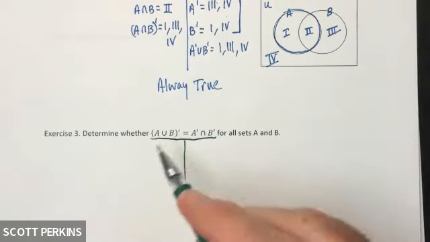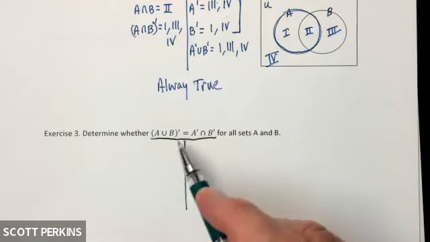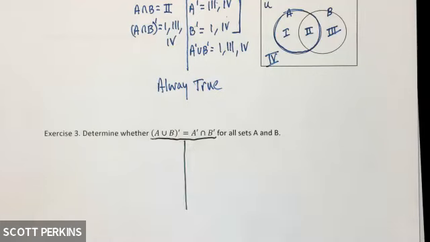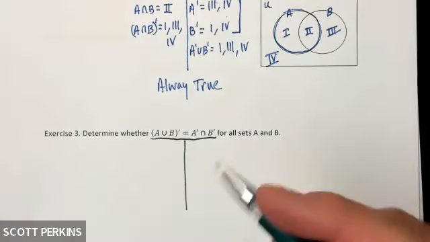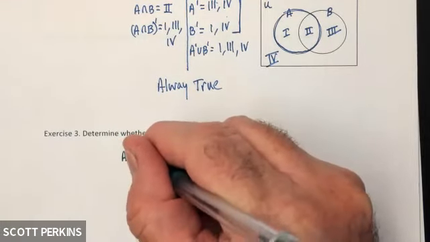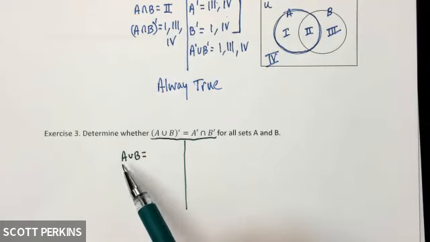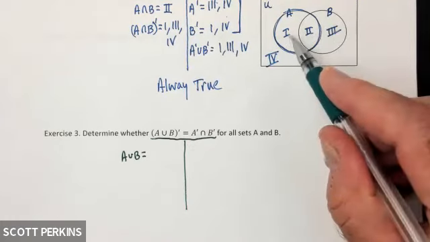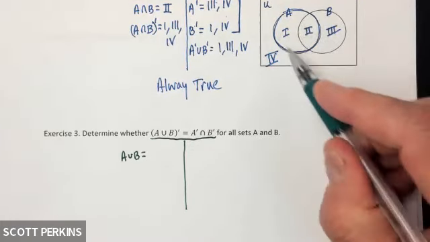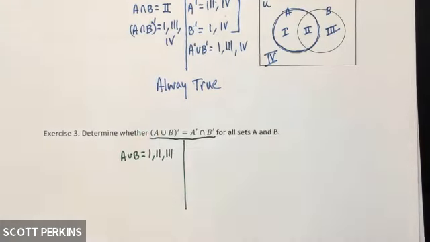Now, I'm going to do every step, but many of you are probably able to do the left side in one step. What's the stuff that's outside of A union B? But just in case you're not there yet, because there's nothing wrong if you're not, what regions comprise A union B? Well, that is 1, 2, and 3. Those are the things that when I glue them together, I get everything in A and B.